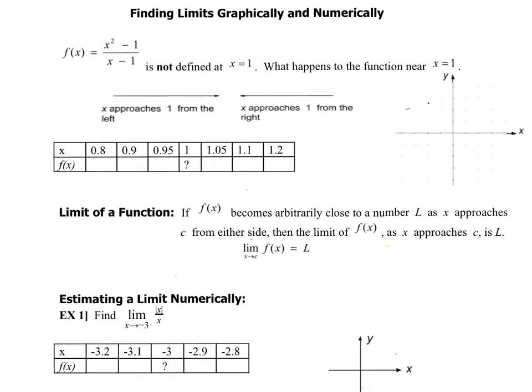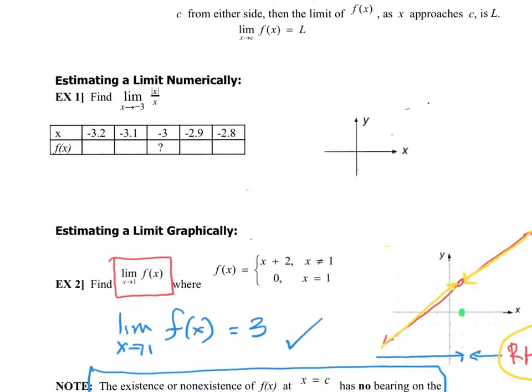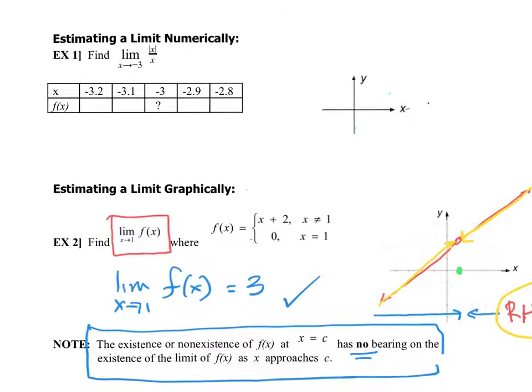All right. Let's find another one numerically. In this particular function, not too interesting. Our function looks like this right here. As we approach negative 3.2, we get negative 1. Negative 3.1, we have negative 1. Negative 2.9, we have negative 1. And lo and behold, the limit as x approaches negative 3 of the absolute value of x over x is also equal to negative 1. Okay, not too snazzy there. Pretty straightforward.